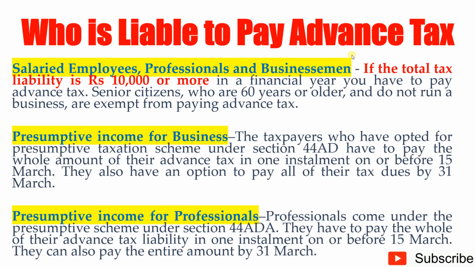The second category is presumptive income from business. Suppose some businessmen may select the presumptive basis of income tax. The taxpayers who have opted for the presumptive taxation scheme under section 44AD have to pay the whole amount of their advance tax in one installment on or before 15th March of every year. They also have an option to pay all their tax dues by 31st March of that year. This is for the business people who opted for the presumptive taxation. If a professional opted for the presumptive taxation, they have to pay the whole of their advance tax liability in one installment on or before 15th March of that year. They can also pay the entire amount by 31st March of that year.